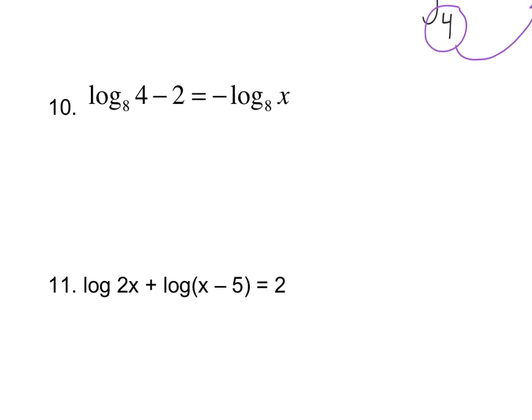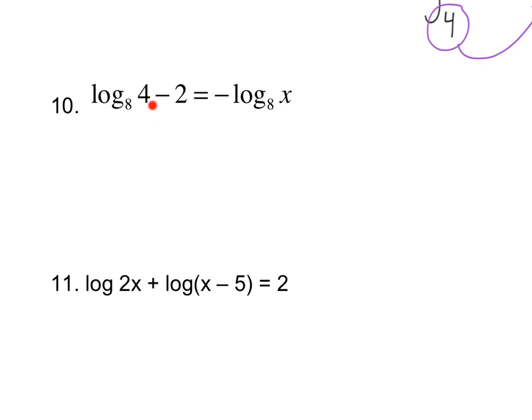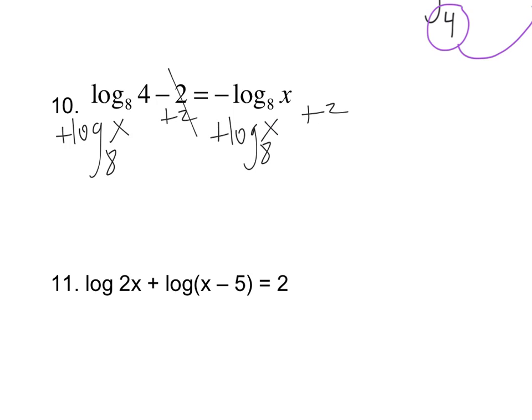Now let's move on to number 10. Again, I have a number by itself, so this is a log number situation. What I need to do is move the negative 2 to the other side, and add log base 8 of x to both sides. If you add these two, you'll see that this is a product property. It means I have to multiply the arguments since we're adding. So log base 8 of 4 times x is equal to 2.